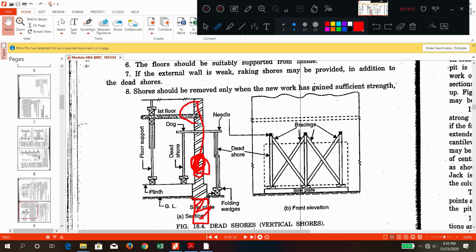But what will happen to this portion? It should be supported, no? To support this portion or the portion above, you insert some members like this. These members which I am drawing in yellow color support the top portion. These three members supporting the top portion are called dead shores or vertical shores. They are required when you want to do some repair work here, extend the footing, or fix the door here.